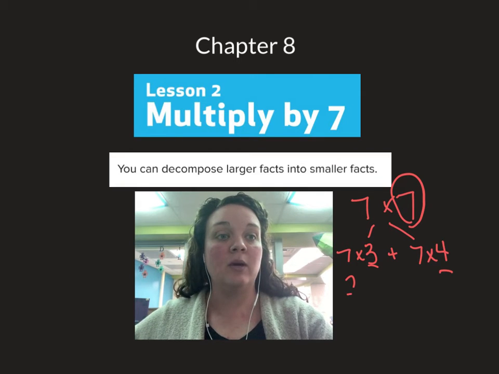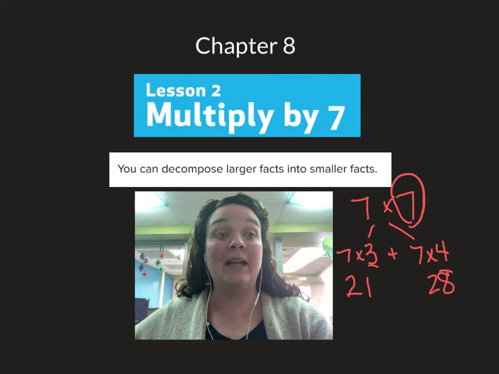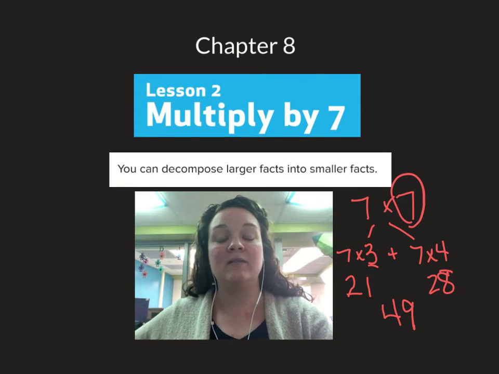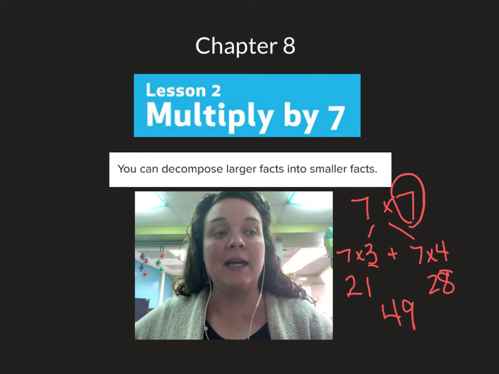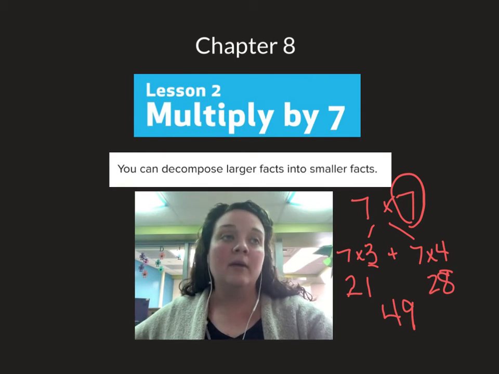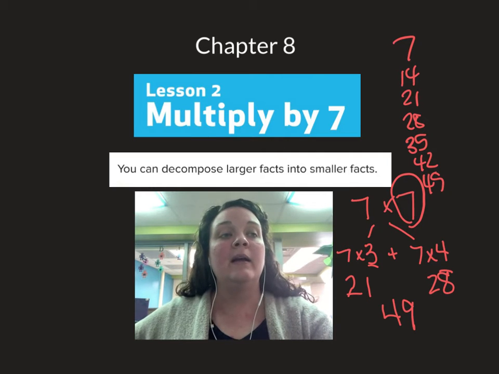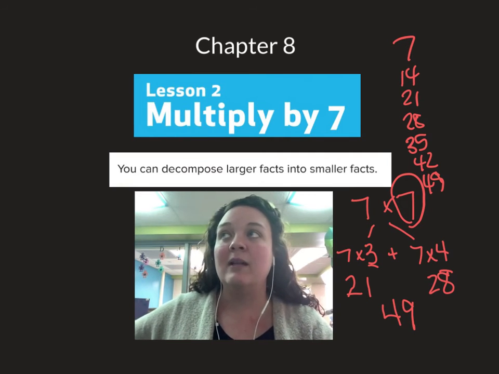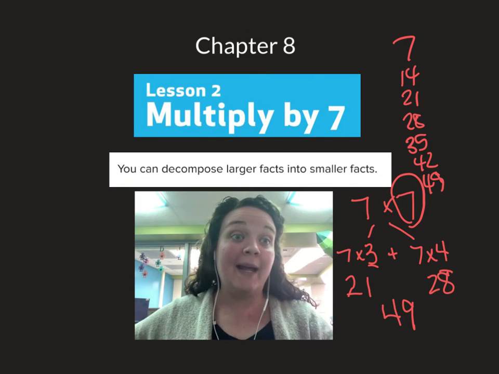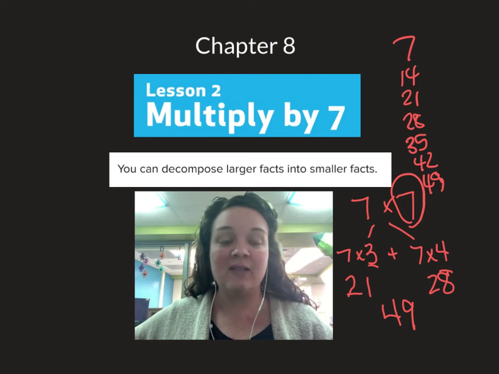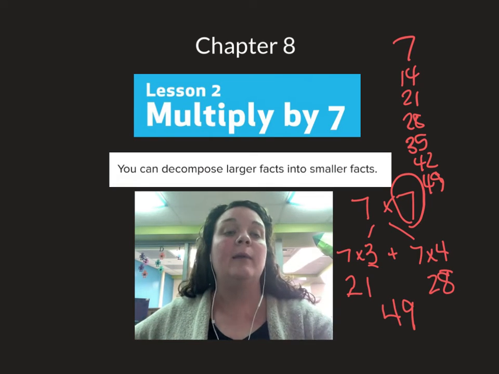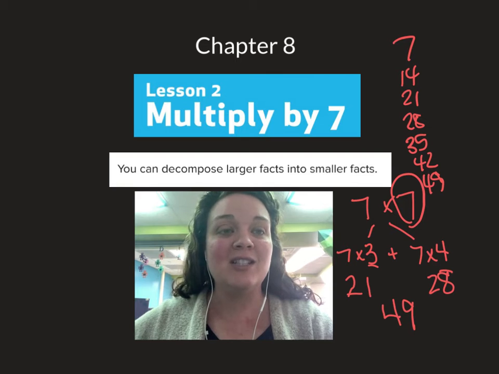Well, 7 times 3 is 21. 7 times 4 is 28. And then I could add those together to get 49. So we're going to look at that strategy of decomposing the larger facts to get a quicker answer than having to go 7, 14, 21, 28, 35, 42, 49, right? If I just think of it, okay, so 7 times 3 is 21, 7 times 4 is 28, 21, 28, 49, right? Or even when we get even faster, 7 times 7 is 49. We just know it. But this is a great strategy to use, so let's get started.